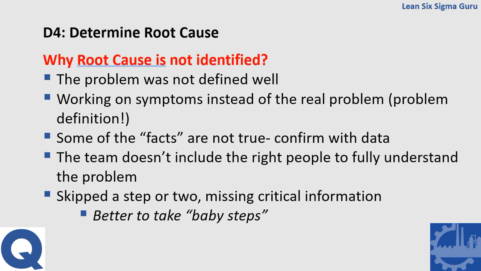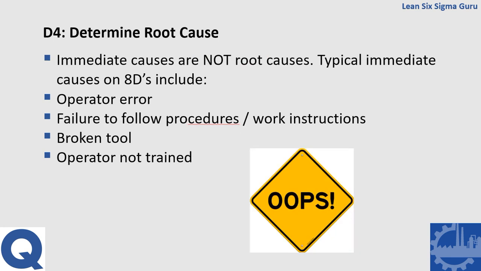The team doesn't include the right people to fully understand the problem, often misses a process owner that really knows what happens on the floor, or the right technical expertise to do the analysis. Or maybe we skipped a step or two in those 8 important steps, and we missed some critical information. Those steps need to be followed rigorously and with discipline 1 through 8, and it is better to take baby steps and take it slow than to skip and try to force it to go faster.